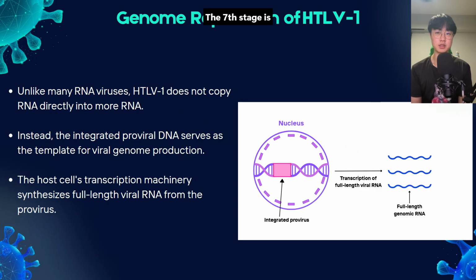The seventh stage is genome replication. Unlike many RNA viruses, HTLV1 does not directly copy RNA into more RNA. Instead, the integrated proviral DNA acts as the template. The host cell's transcription machinery reads the provirus and produces full-length viral RNA.